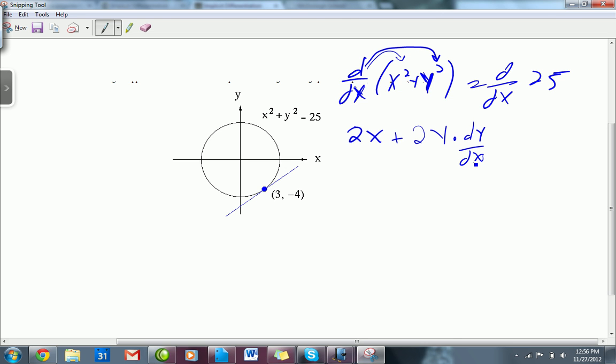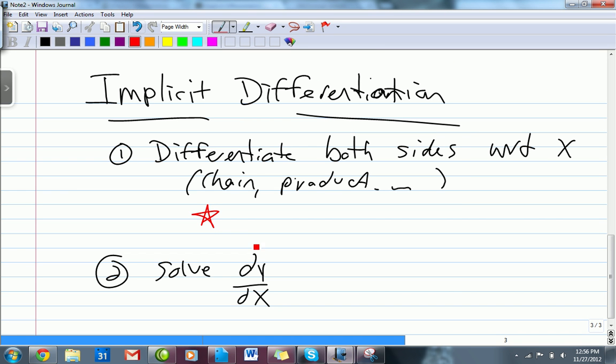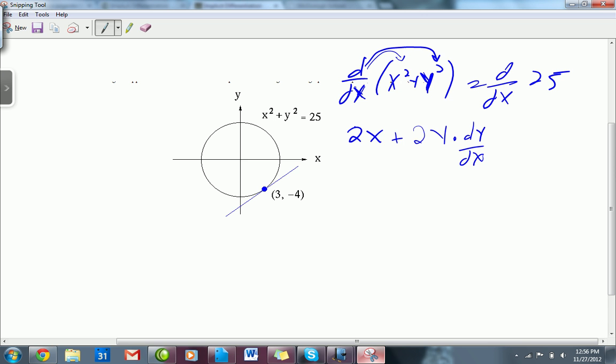If we're creating a recipe for doing these types of problems, the red star here is when you have to tack on the chain rule, and by that I mean times dy/dx, whenever you have a y term, whether it's y squared in this example, and you'll see some other examples shortly. When you differentiate this y squared term with respect to x, its derivative is, by the power rule, 2y, and then by the chain rule times dy/dx. The rest is pretty straightforward. You differentiate a constant, 25, you get 0.